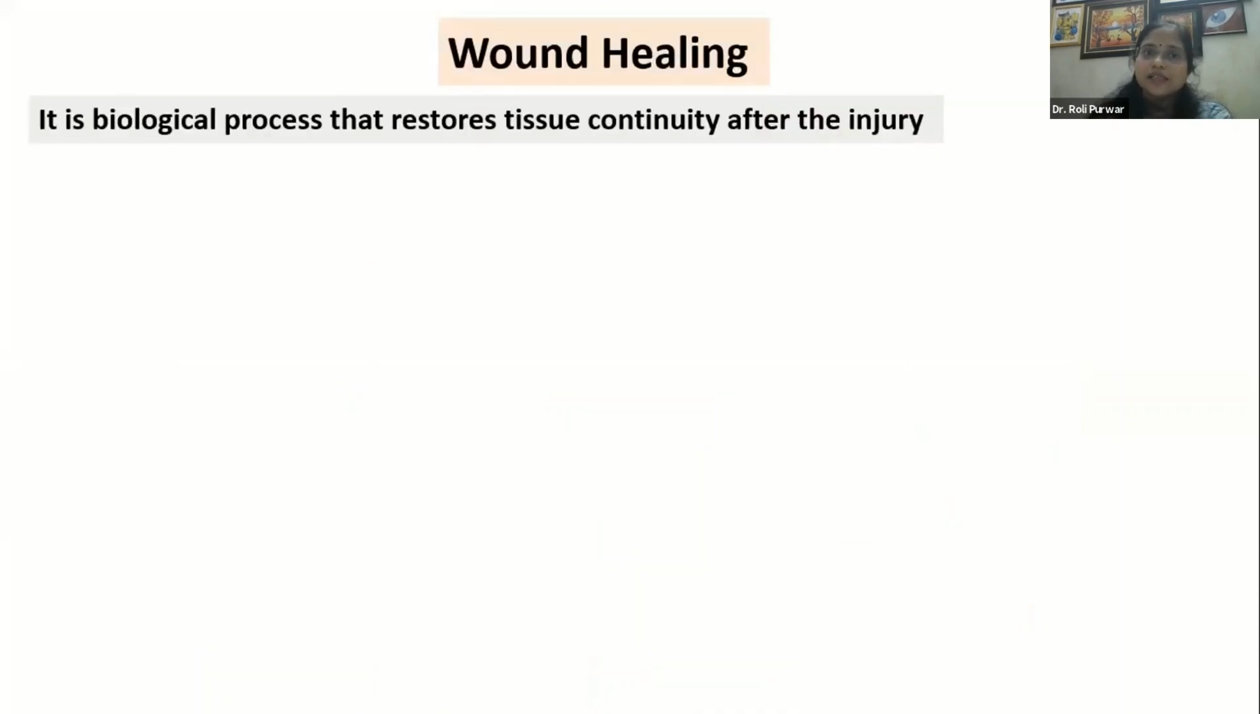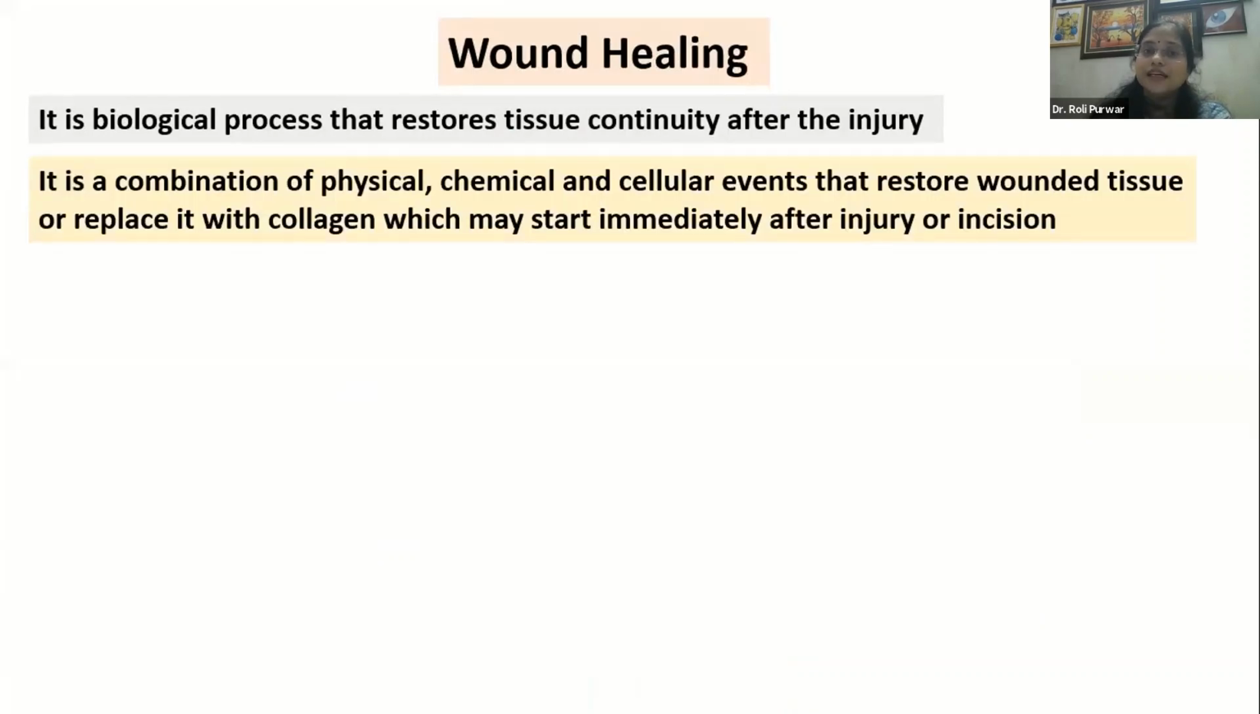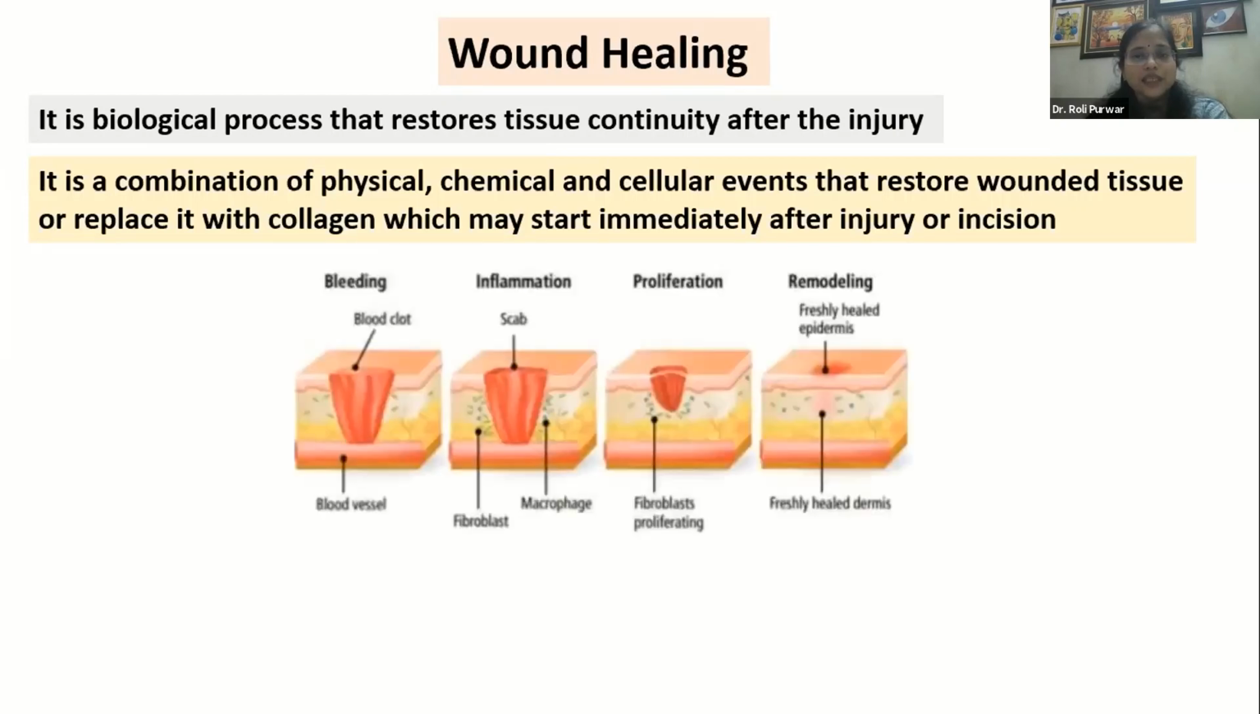It is a biological process that restores tissue continuity after the injury. It is a combination of physical, chemical, and cellular events that restores the wounded tissue or replaces it with collagen, and it may start immediately after the injury. We have seen from our childhood that if there is any cut or wound on our skin, it starts repairing itself. So it is a combination of cellular and physical processes taking place. These are the four major processes which happen in the wound healing process.